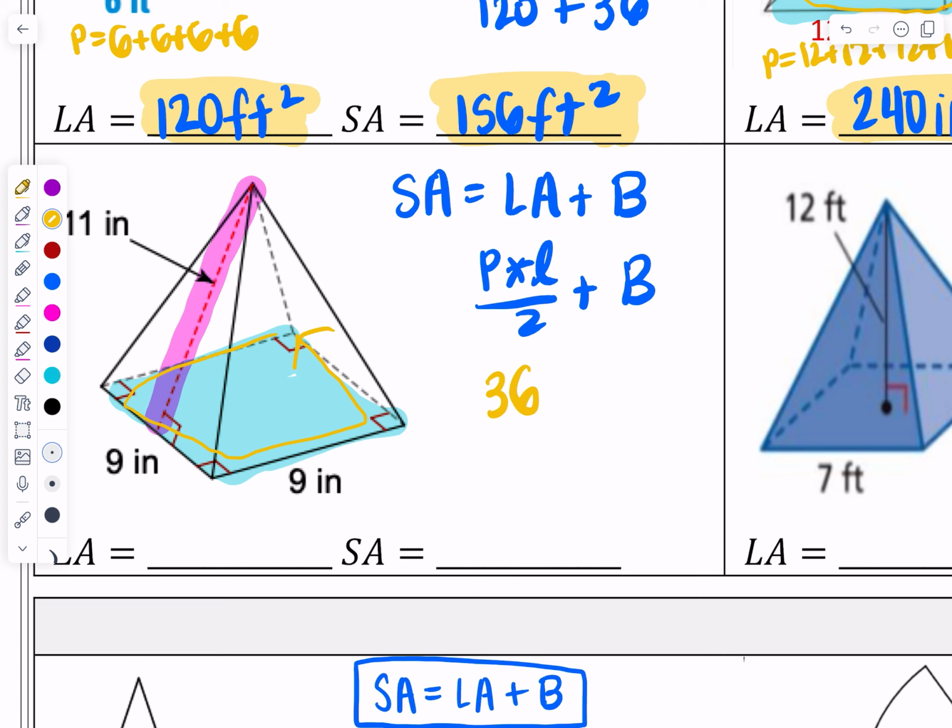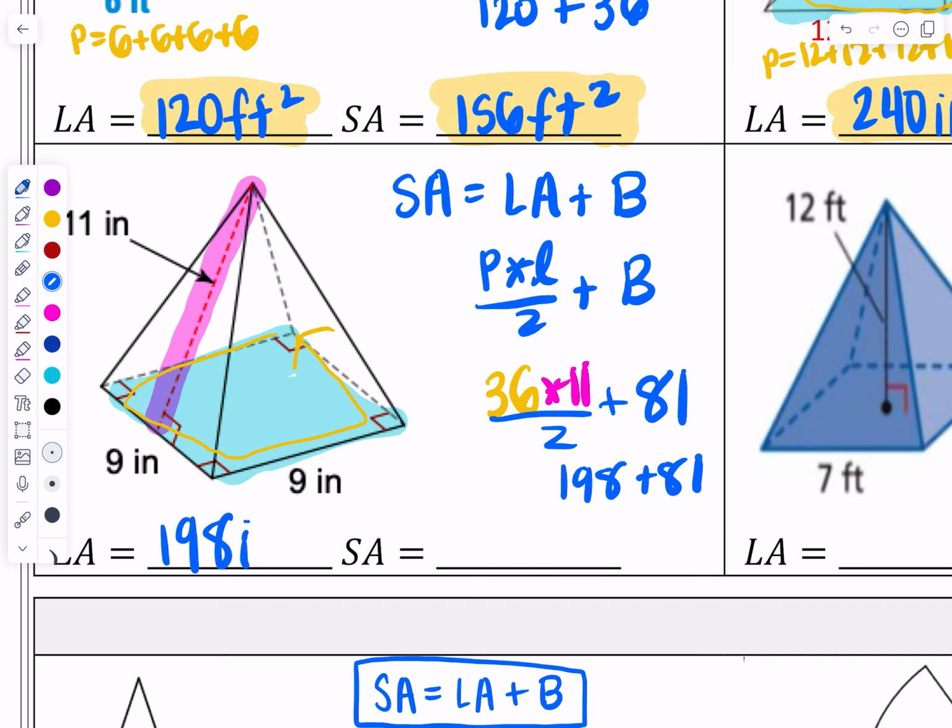There's my perimeter. My slant height is given. It's 11. I'm going to multiply those, divide by 2. And then what is my area of that square? I'm going to add 81 at the end. So 36 times 11 divided by 2 gives me 198, plus 81. So my lateral area is 198 inches squared. When I add 81 to those walls, that one base, I get 279 inches squared of surface area on this whole shape. So here are my walls, and then when I added in the 81 inches squared of base, that gives me 279 total for the surface area.